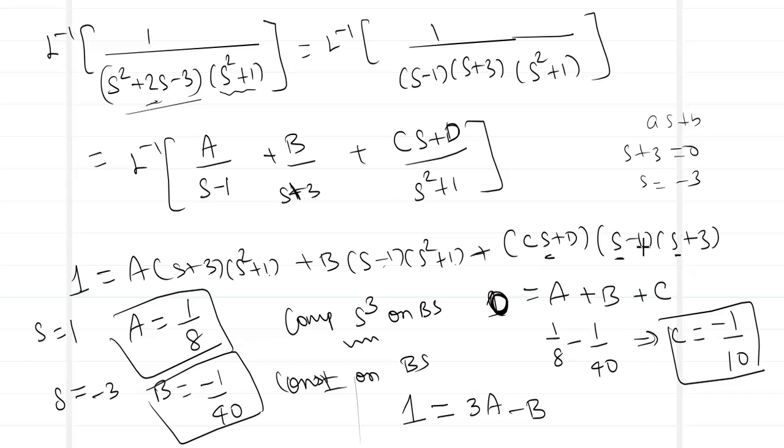C S, this is minus 1 and 3 with S. C doesn't have a constant at all. When it comes to D, minus 1 plus 3, so that makes it minus 3 times D. So on comparing the constants on both sides, I have 1 equal to 3A minus B minus 3D. Already we know the value of A to be 1 by 8 and B to be minus 1 by 40. So this gives me the value of D as minus 1 by 5. Now I have got all the 4 constants involved in my inverse Laplace.